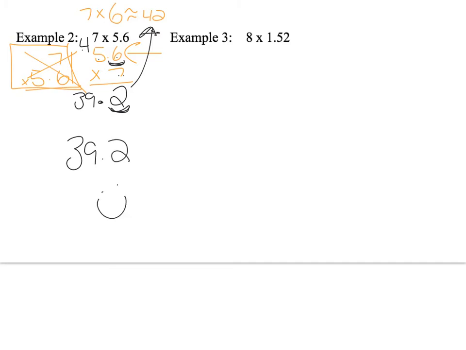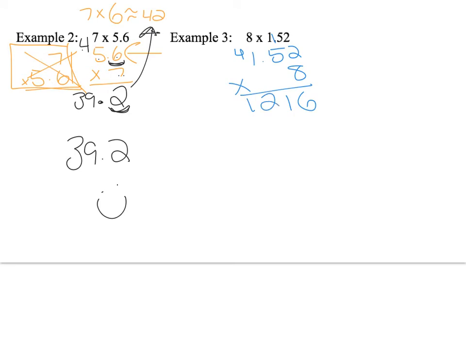Example 3, 8 times 1 and 52 hundredths. Again, you can stack these numbers either way you want to. I'm going to put the number with more digits on the top. So I have 1 and 52 hundredths times 8. 8 times 2 is 16, carry 1. 8 times 5 is 40, plus 1 is 41. And 1 times 8 is 8, plus 4 is 12.